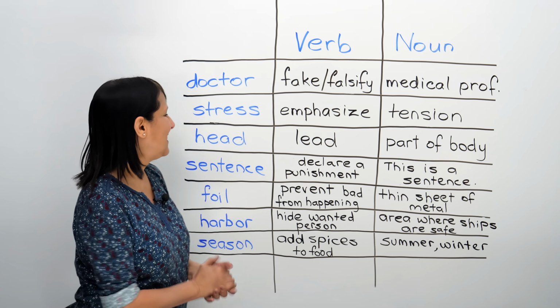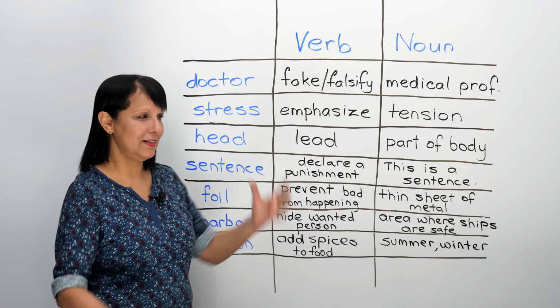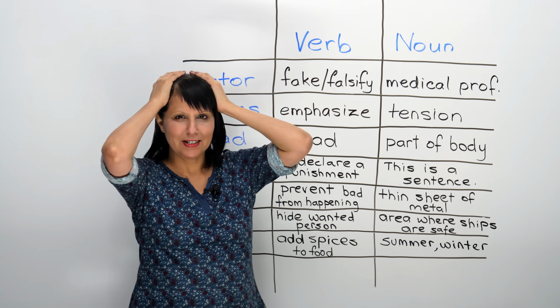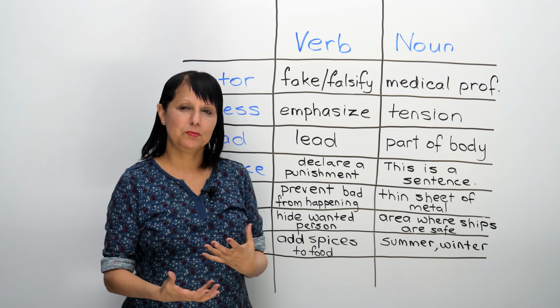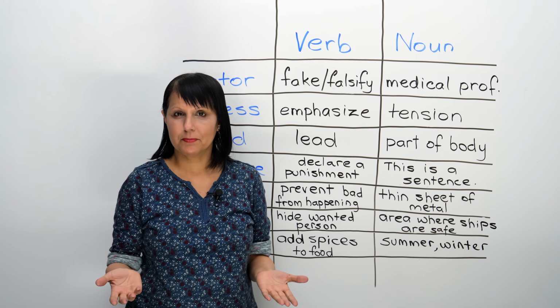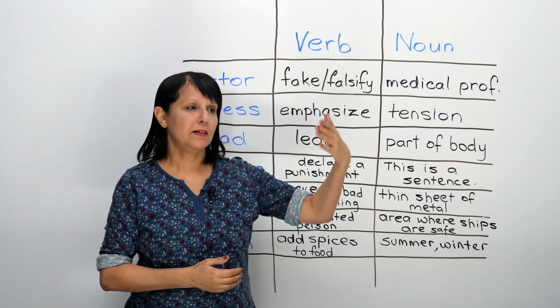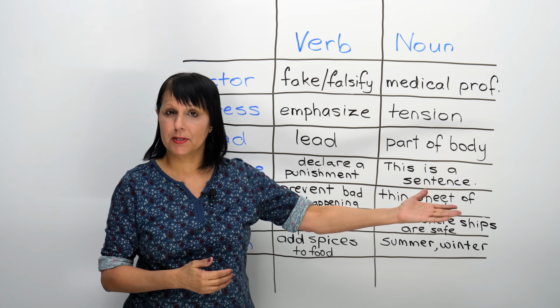All right, let's continue. Head. Now, what's a head? As a noun, this is my head, right? It's a part of your body. Yes, that's the noun. But did you know we also use it as a verb? And very often in a business context, he heads the marketing department. She heads the sales department.